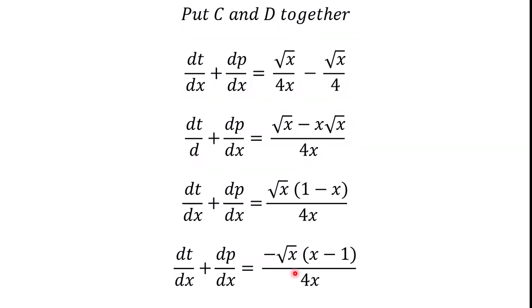Okay, so the answer to the addition of c and d is minus square root of x into bracket x minus 1, divided by 4x.